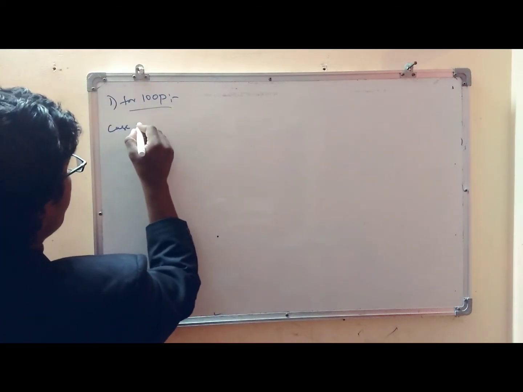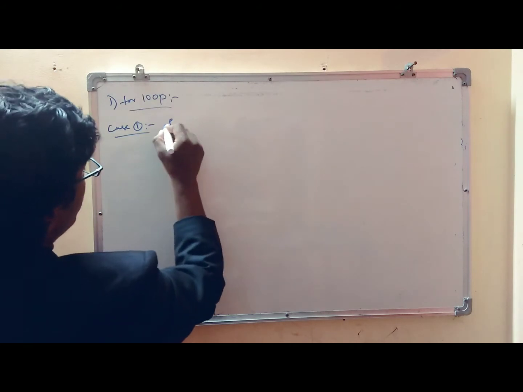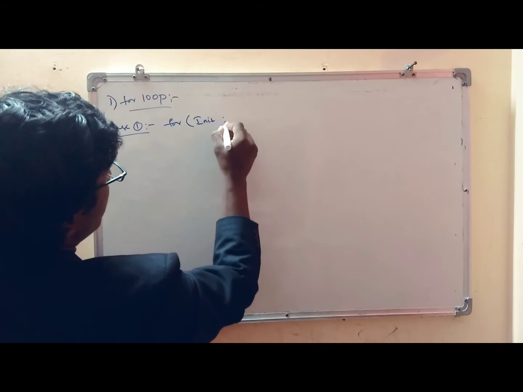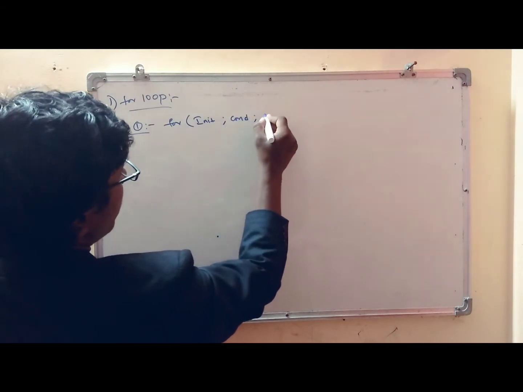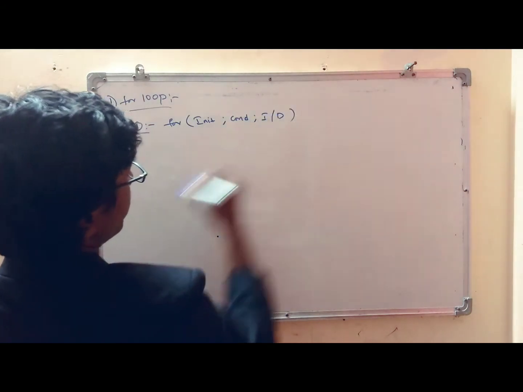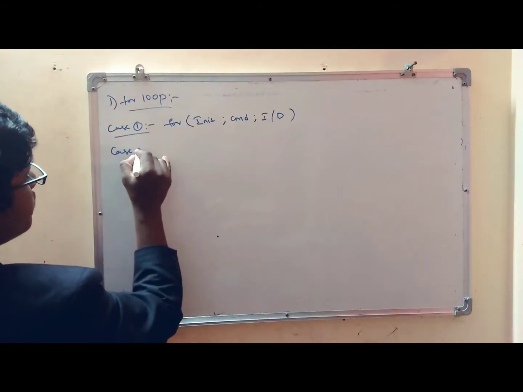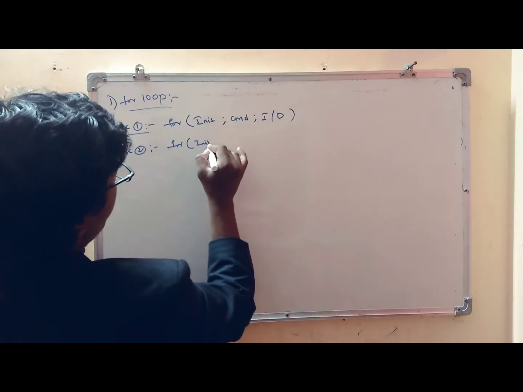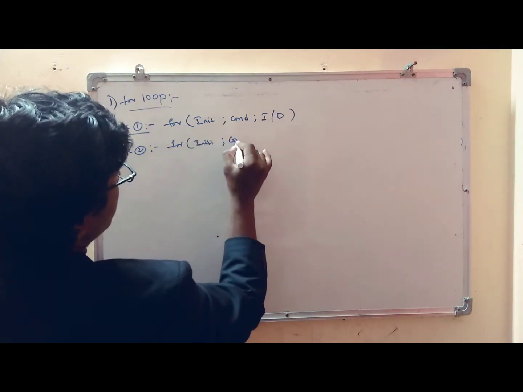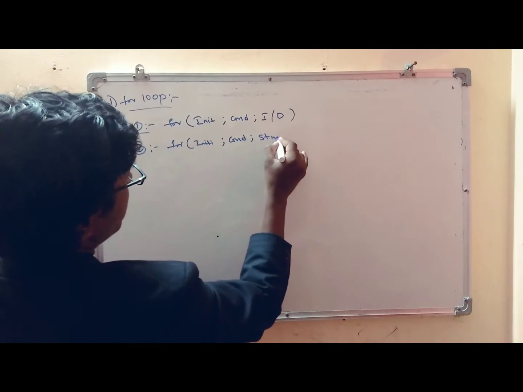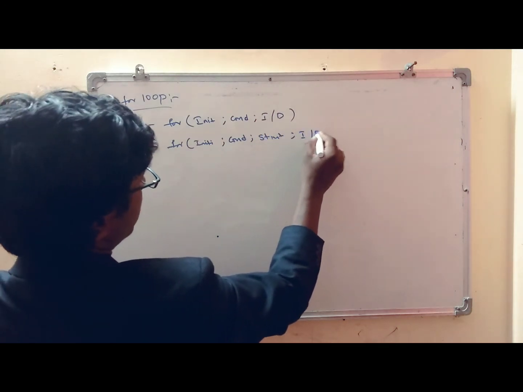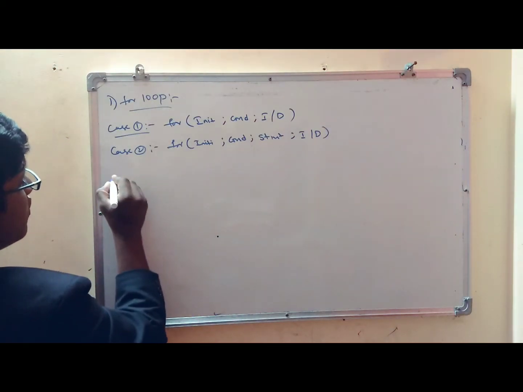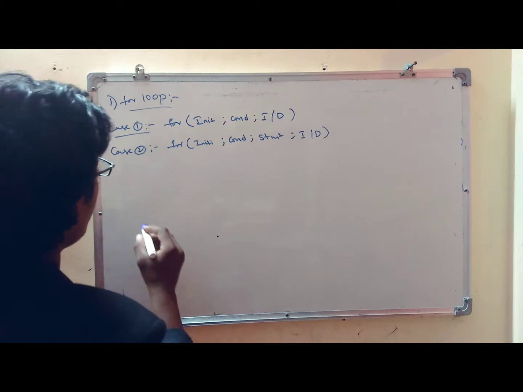Case 1: for (initialization; condition; increment or decrement). Okay. And case 2: for (initialization; condition; statement; increment or decrement). We have two cases in the for loop, and these are all syntax.